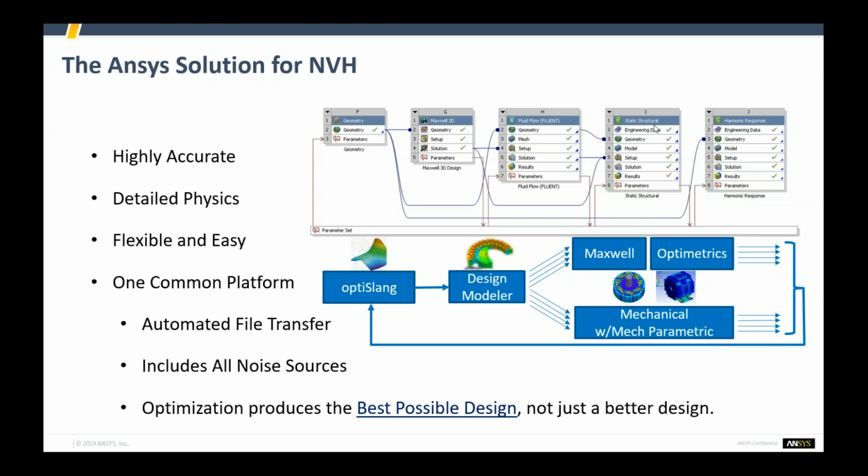So OptiSLang is an optimization tool that I believe has recently been acquired by Ansys that helps you to optimize your design, as we said, the best possible design. Design Modeler is really just the CAD tool of Ansys. We also have SpaceClaim that would probably do the same. Design Modeler is a little bit more powerful in the electrical machine and turbo machinery area as opposed to what SpaceClaim does.